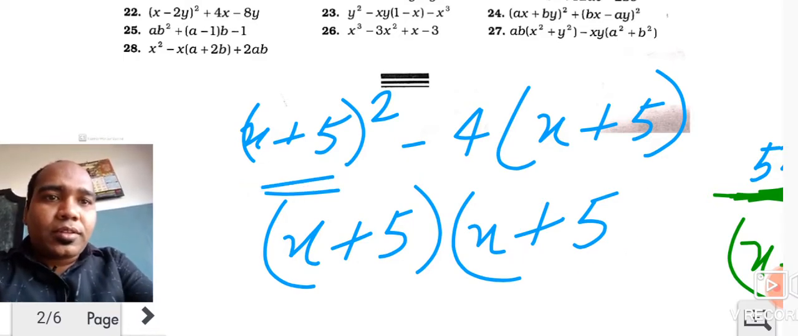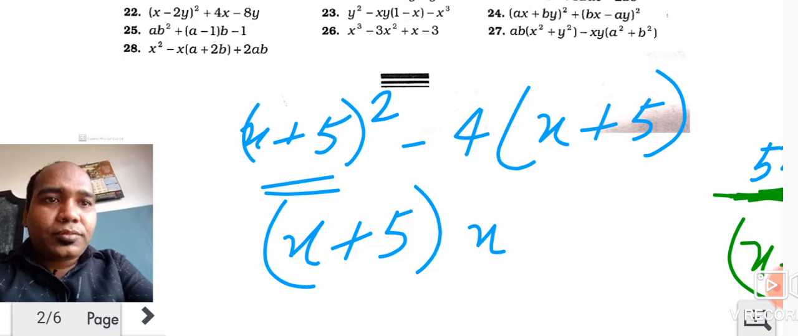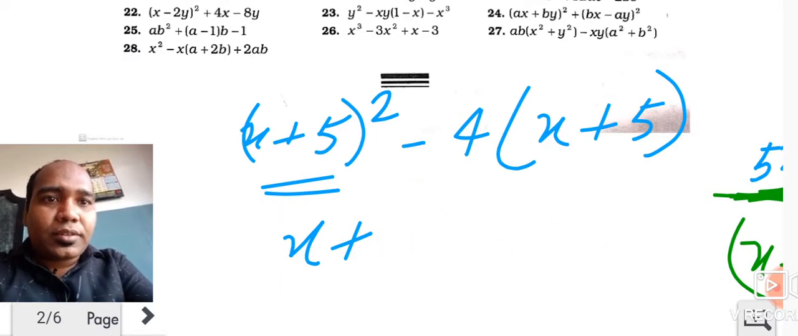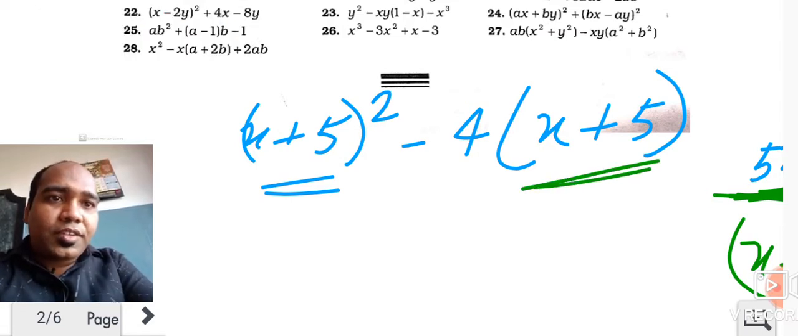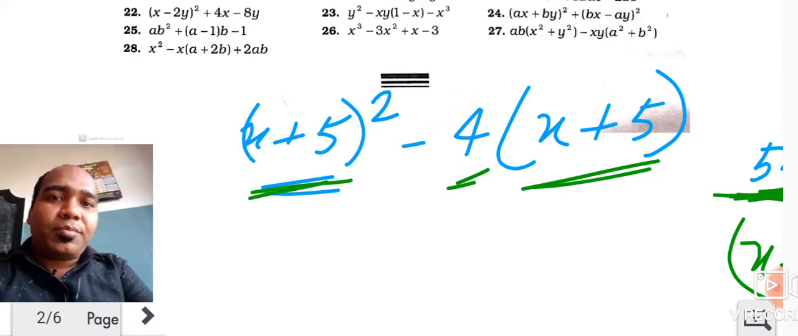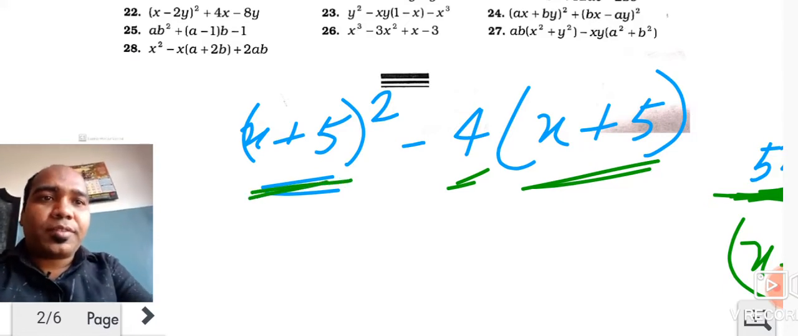So now we will solve this part. You can see here x plus 5 is being multiplied with minus 4, and here x plus 5 is being multiplied with what? With x plus 5 only.